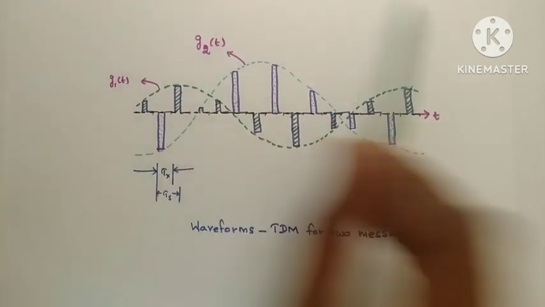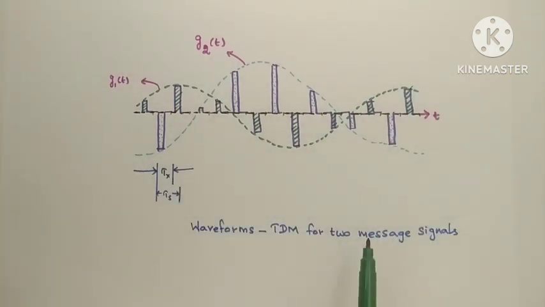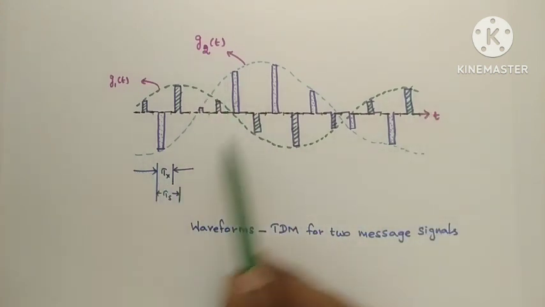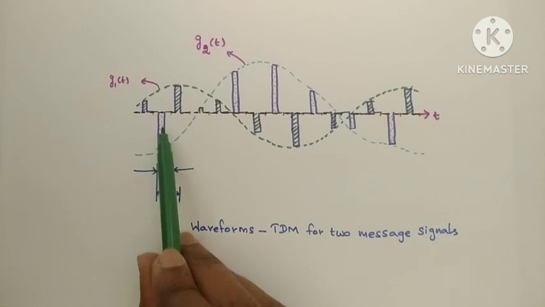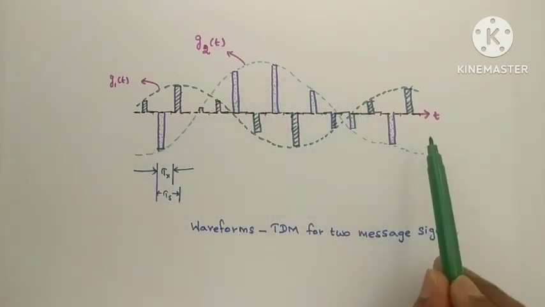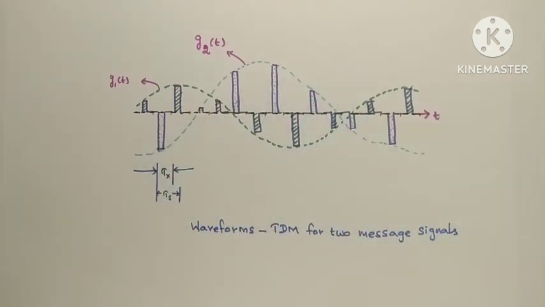Okay, that's all. Hope you understood this diagram, right? You just draw two signals. First you draw the pulses for the first signal. Then in between you draw the pulses for the second signal. Then you will get this TDM waveform.